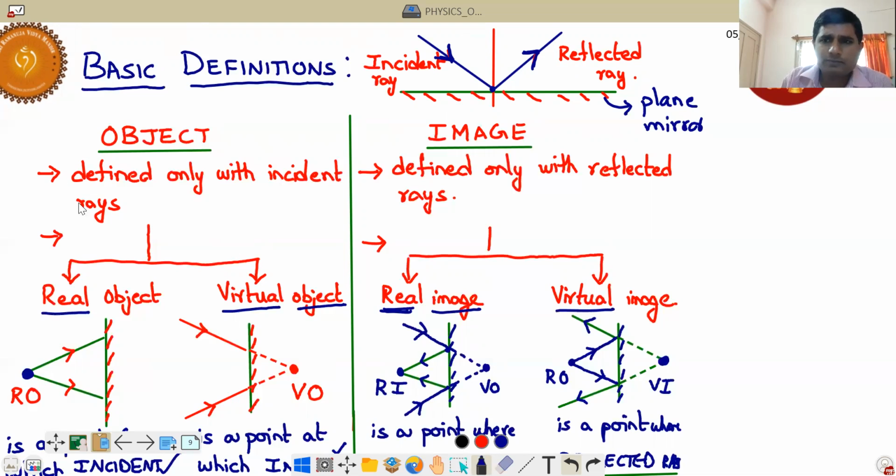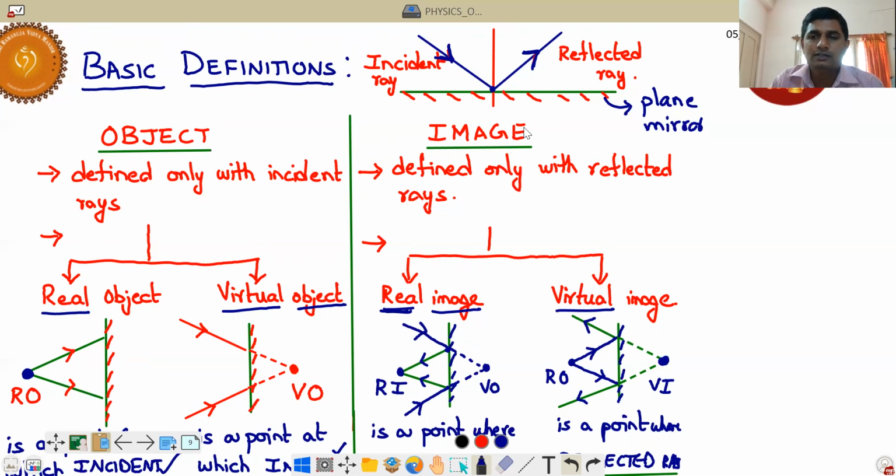So let's define object first. What is meant by object is defined only with incident rays. So whenever we say object, immediately the term incident rays should come. And what is meant by image is always defined with reflected rays. That means whenever you say image, the term reflected ray should come. You should not say reflected rays in the definition of object. Suppose I ask you the definition of real object, you should not say a real object is a point where reflected rays, the term itself should not come.